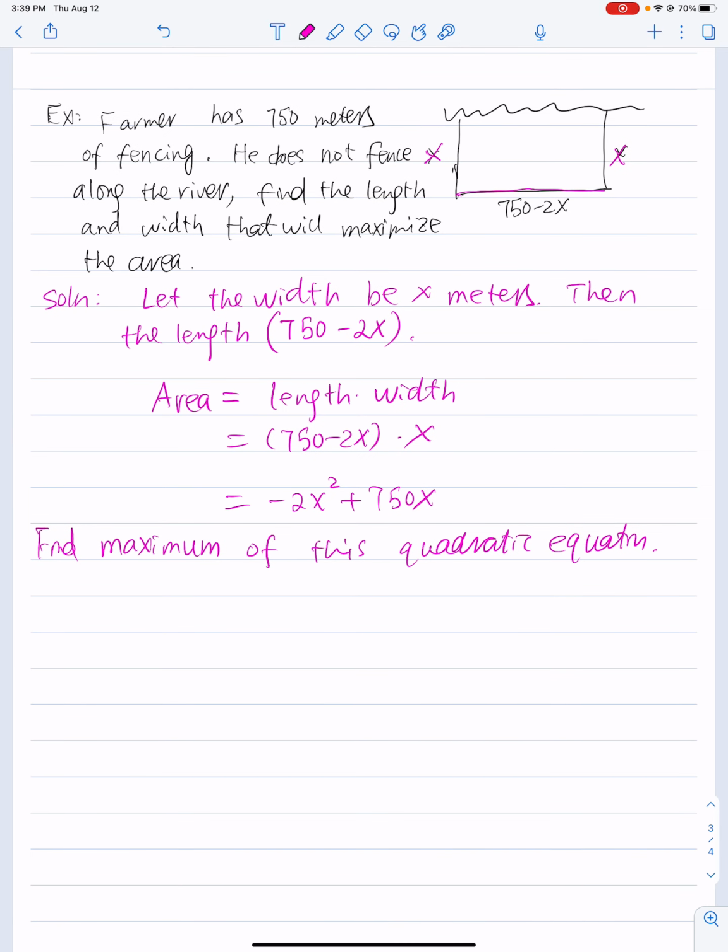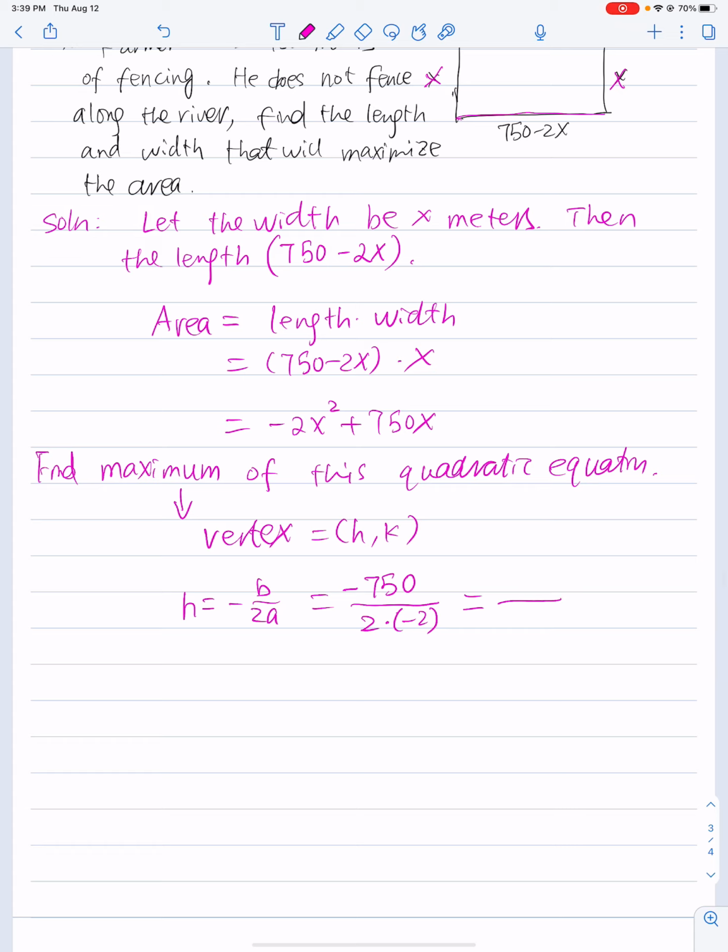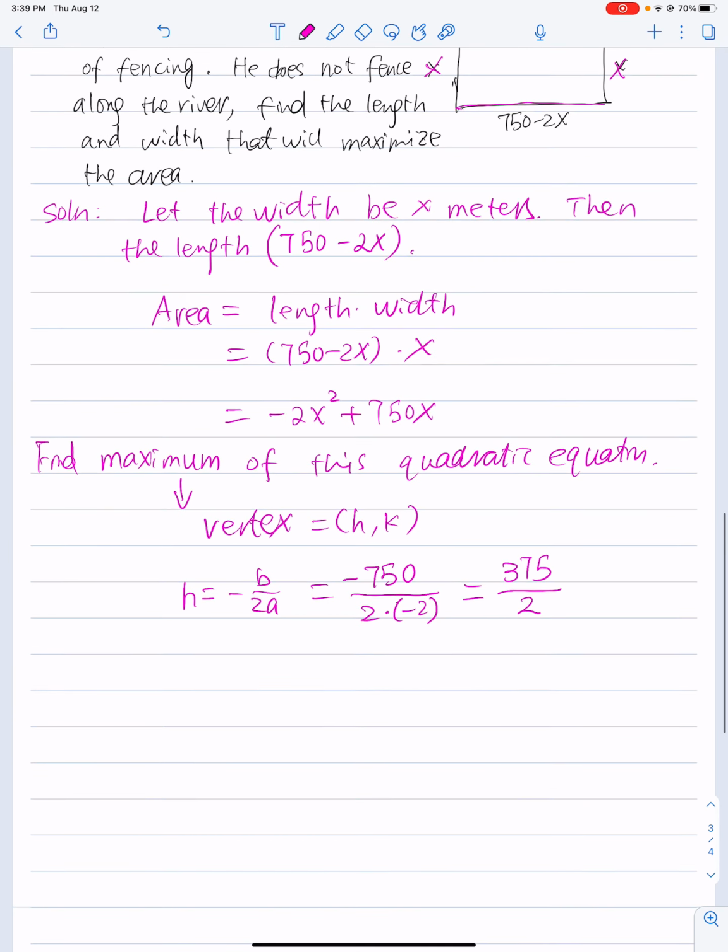Okay, so when will be the maximum? The maximum comes from the vertex, (h, k). What is h again? Negative b over 2a. What is b? 750. And a is negative 2. So what do we have here? 375 over 2.